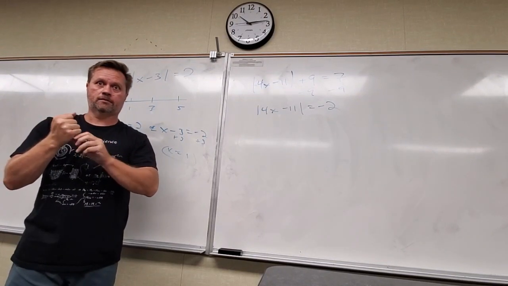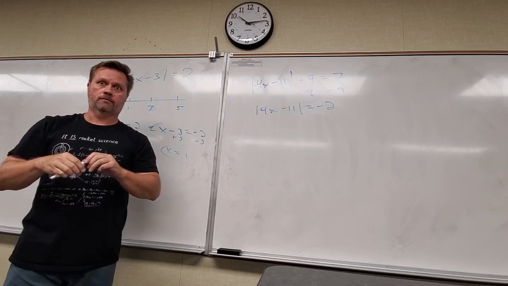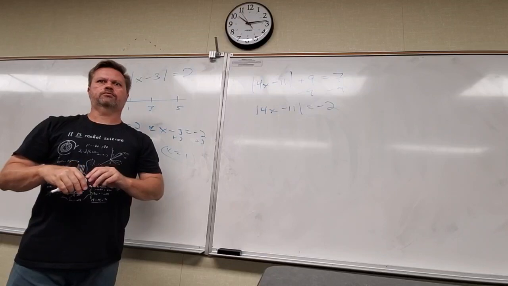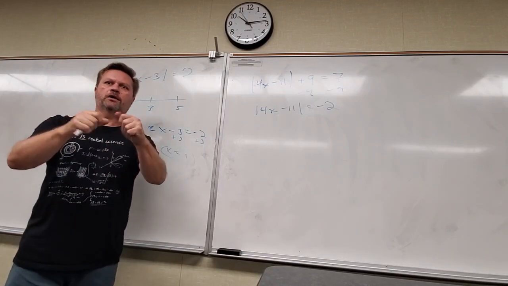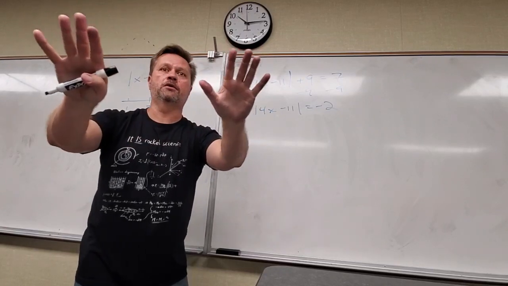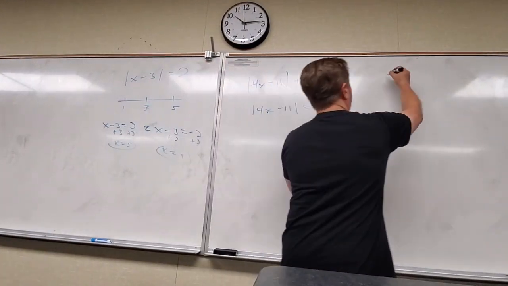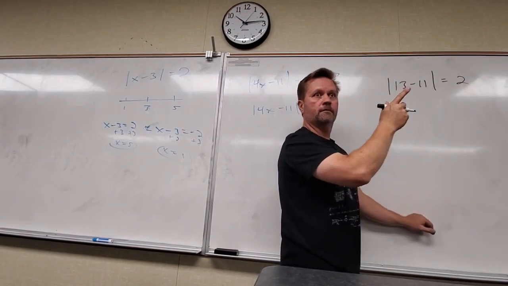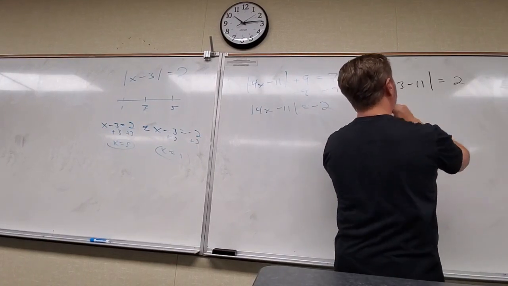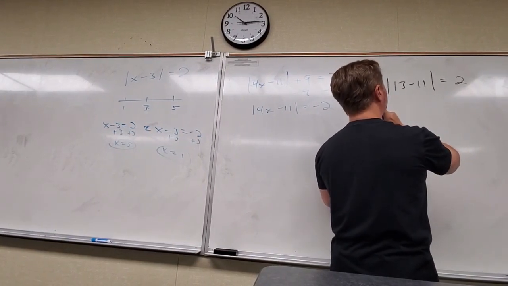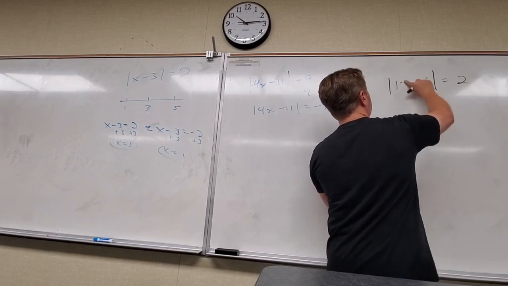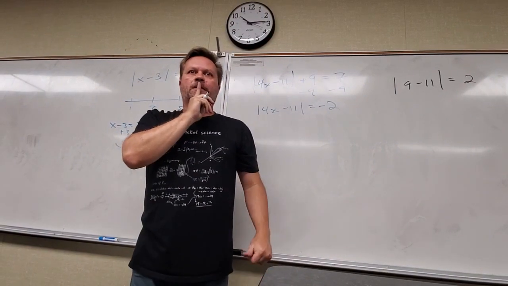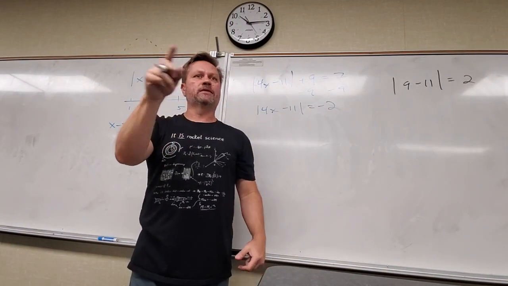So you can't take numbers out of the absolute value and put them on the other side? Like you can't add the 11? Listen, look. Is the absolute value of 13 minus 11 equal to 2? Yes. I'm going to show you why in general that's not good. Is that true? 9 minus 11 is negative 2. The absolute value of negative 2 is 2.